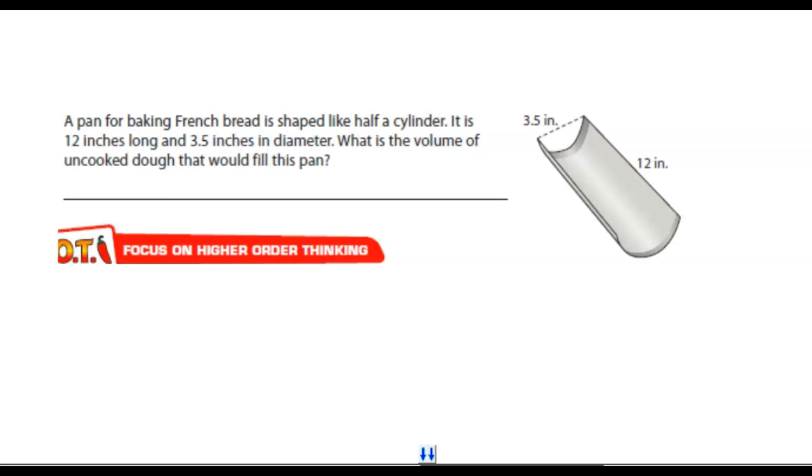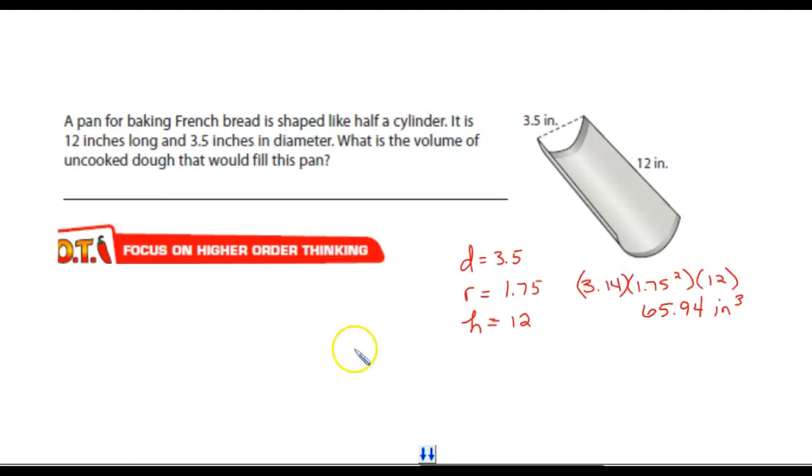This one's a little different. It says a pan for baking French bread is shaped like half a cylinder. It is 12 inches long and 3.5 inches in diameter. What is the volume of the uncooked dough that would fill this pan? And you'll notice that it's half of a cylinder. So to find half of a cylinder, we would need to find the volume of the complete cylinder and then divide that in half. So find the volume if this was a complete cylinder.